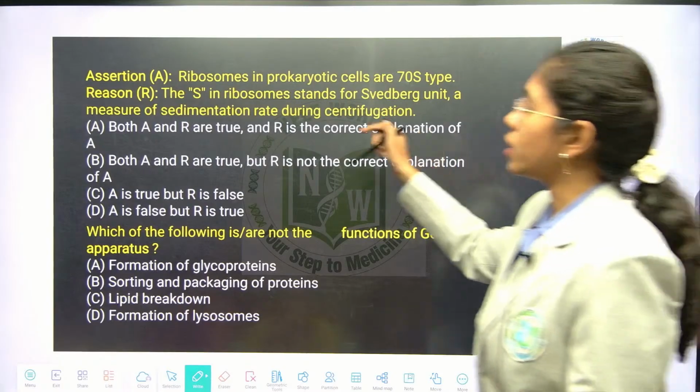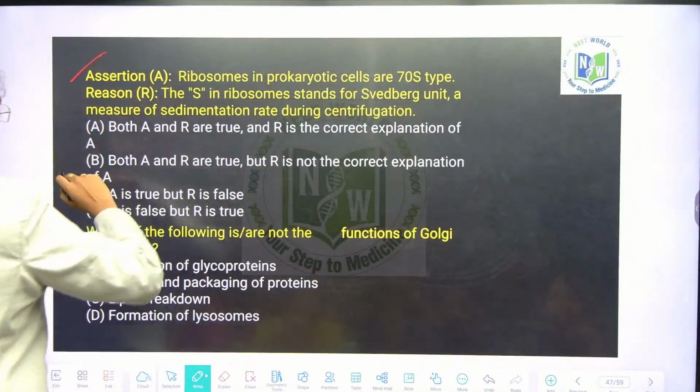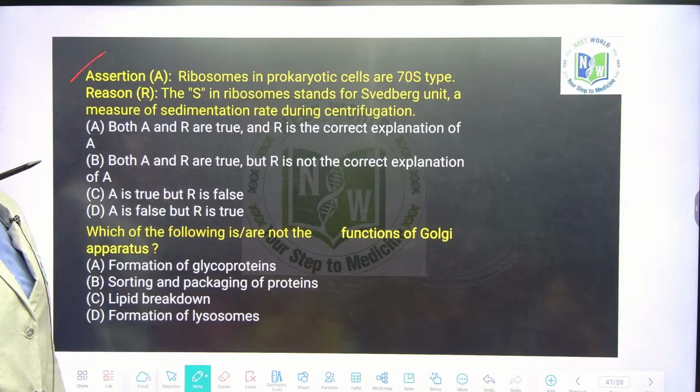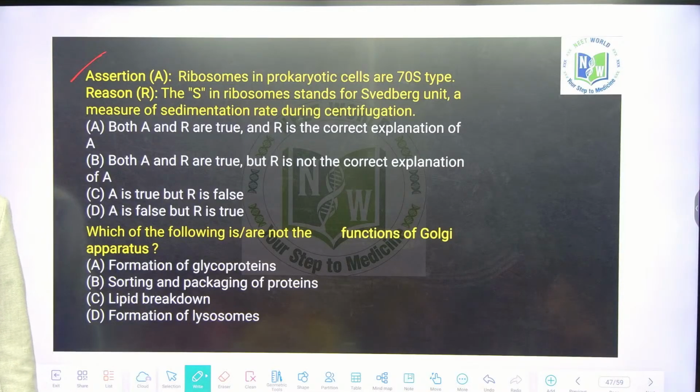First question, assertion reason. What is the option? Based on this. A, how many? Raise your hand. B, rest, no option.